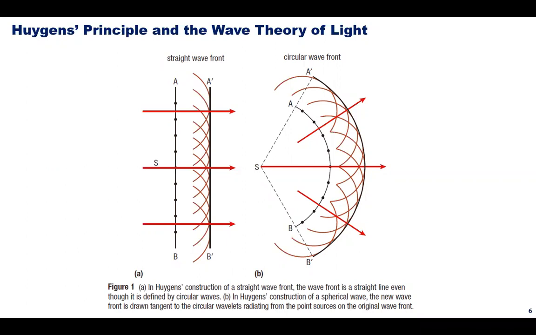Okay, so as we can see here in figure 1a, in Huygens' construction of a straight wavefront, the wavefront is just a straight line, even though it is defined by circular waves. And in figure 1b, in Huygens' construction of a spherical wave, the new wavefront is drawn tangent to the circular wavelets radiating from the point sources on the original wavefront.